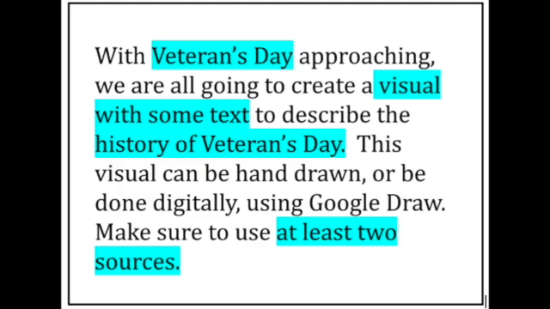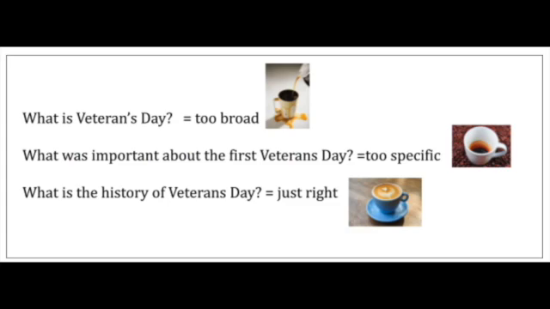A research question should mirror the assignment and be specific to the task. For instance, if my question is, what is Veterans Day? That is too broad and does not really fit the assignment. If my question is, what was important about the first Veterans Day? That question is too specific and does not allow for the entire history of the holiday. If my question is, what is the history of Veterans Day? It mirrors the assignment and allows me to focus on what I need for the assignment.